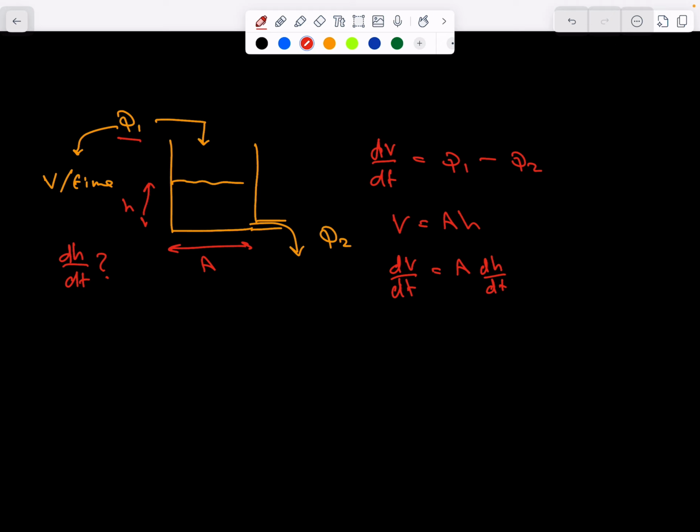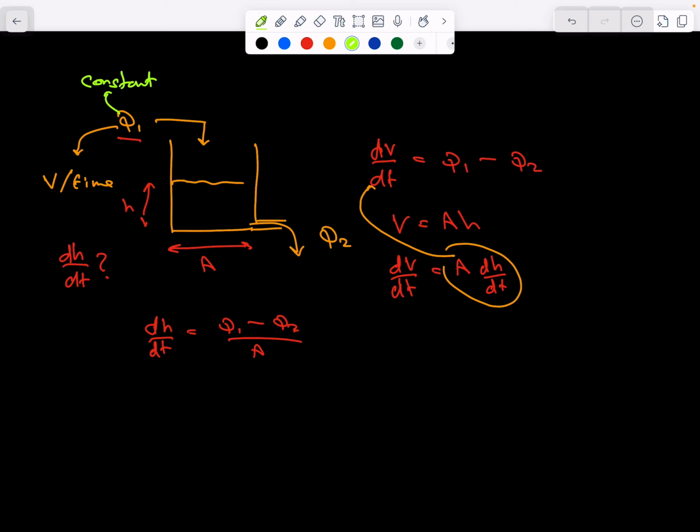Of course, I can now substitute this into there. If I divide both sides by the area, I get dH/dt equals (Q1 minus Q2) divided by the area. So now I've got the differential equation in terms of the height. That's good. Q1 is a constant, in this model anyway.